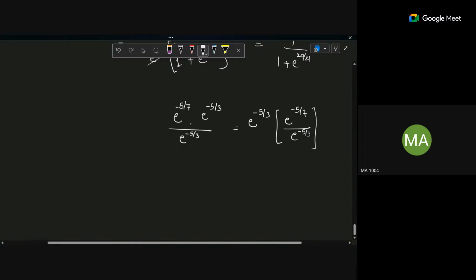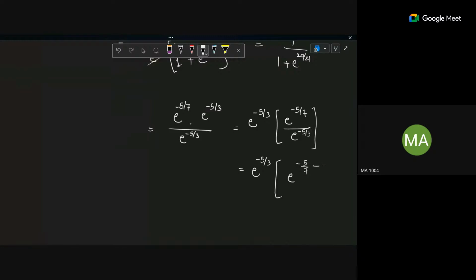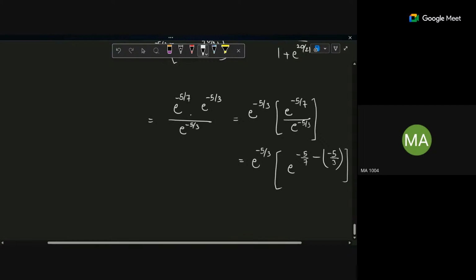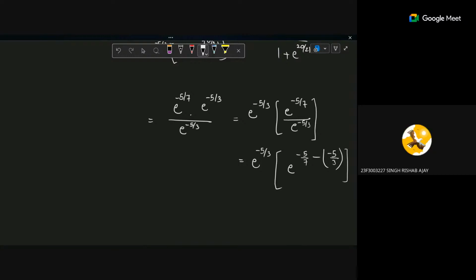Are you getting it? Yes, ma'am. Okay, so now you know how to do it. E to the power minus 5 by 3 is common. That's fine. This is e to the power minus 5 by 7. This minus will go up and will be like minus 5 by 3. Now you know the sum here, right? And that will lead you to 20 by 21. Okay? Is it fine with everyone? Yes, ma'am.